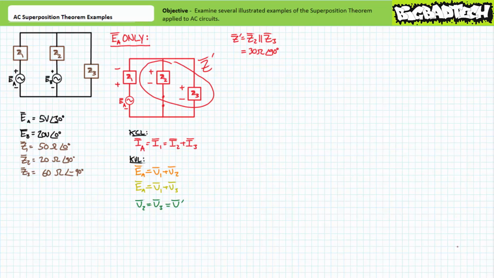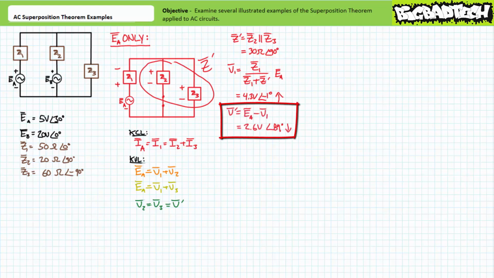This is a perfect setup for the voltage divider rule. An application of the voltage divider rule demonstrates V1 to be 4.3 volts at an angle of negative 1 degree. Assume polarity is positive to negative, bottom to top. Application of Kirchhoff's voltage law demonstrates that V single prime is 2.6 volts at an angle of 89 degrees, assumed polarity is positive to negative, top to bottom.